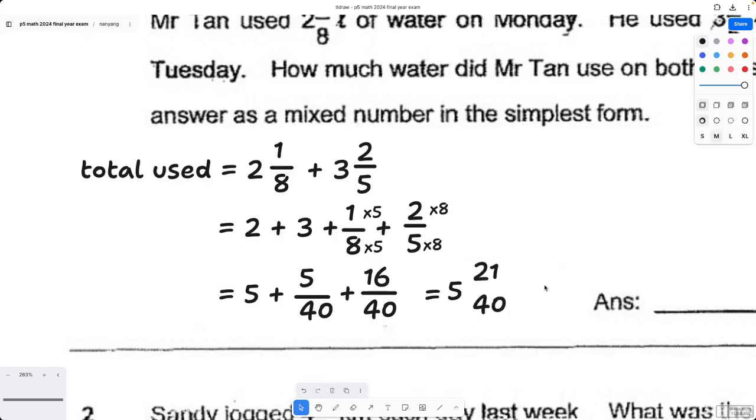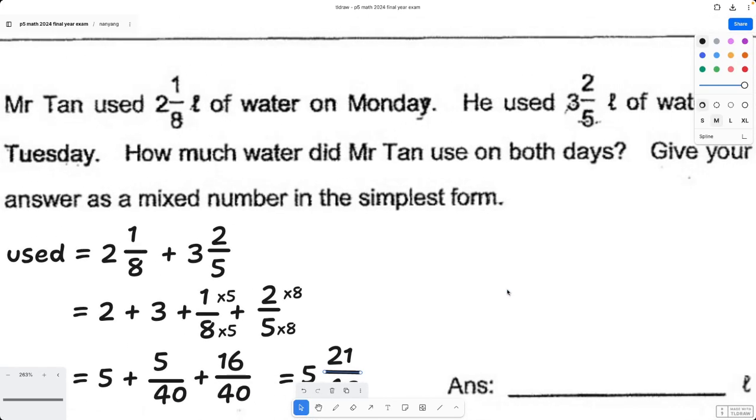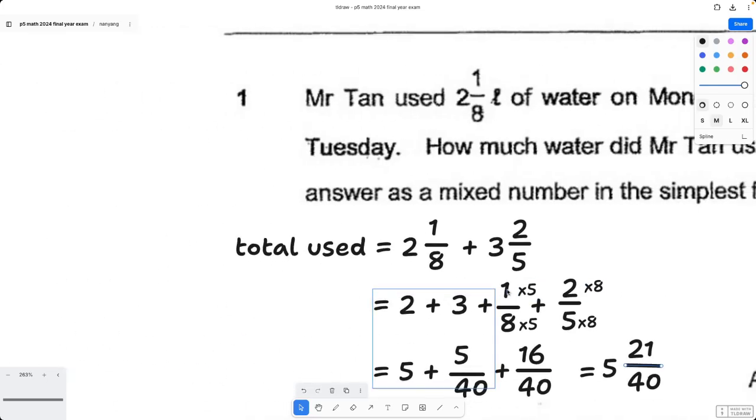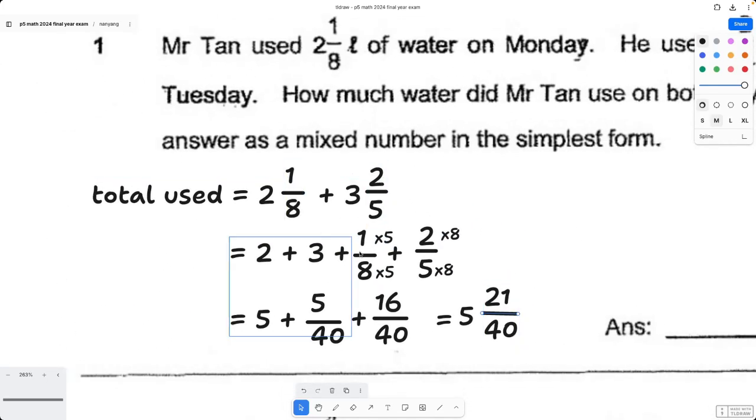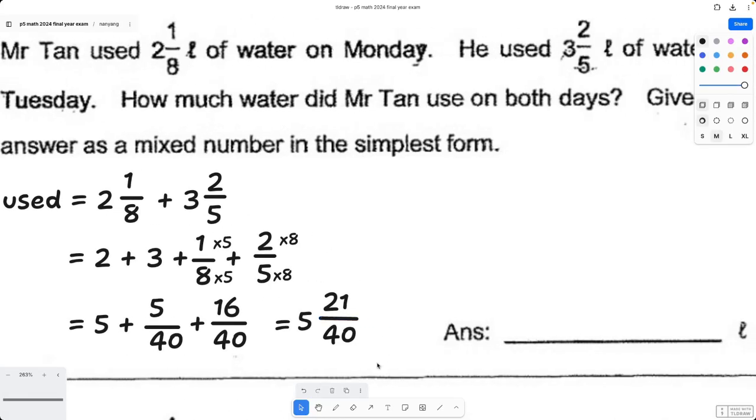So let's double confirm if everything is correct. So 1/8, 2/5, how much Mr. Tan used on Tuesday, 2/5. Correct. So in this case, the answer to this question is 5 21/40. There you go.